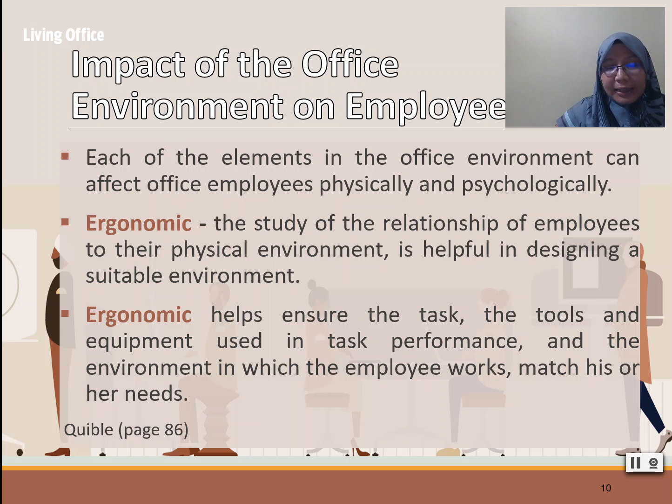The first one is the lighting. The second one is the acoustic or noise. The third one is the color scheme, and lastly is the conditioning of the air. So for this one, impact of the office environment on employee, you need to know one of the terms which is ergonomic. So what is ergonomic? Ergonomy is the study of the relationship of employees to their physical environment. It's helpful in designing a suitable environment.